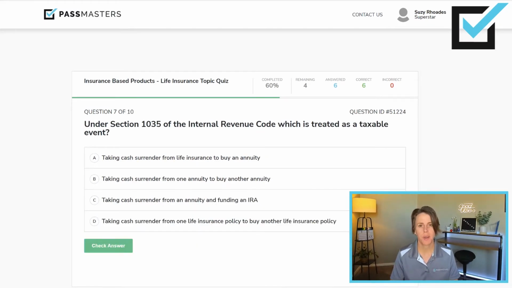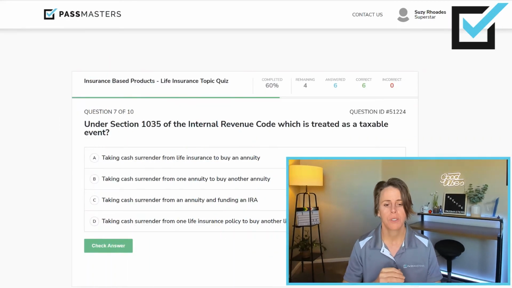Under Section 1035 of the Internal Revenue Code, which is treated as a taxable event? So we're going to look at taking cash surrender out of a policy, or maybe even an annuity, and moving it into another insurance product. If you do it correctly under Section 1035, it's a tax deferred event. It's not a tax-free event, it's just that we're deferring the taxability until later on. So the IRS says you can never make your position better.